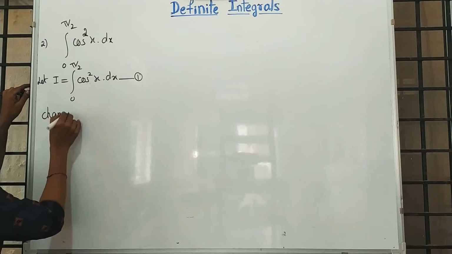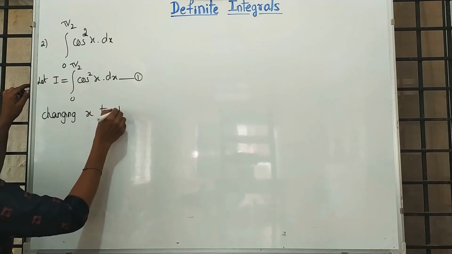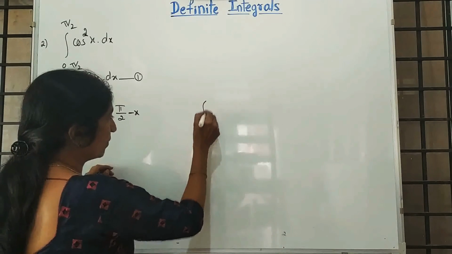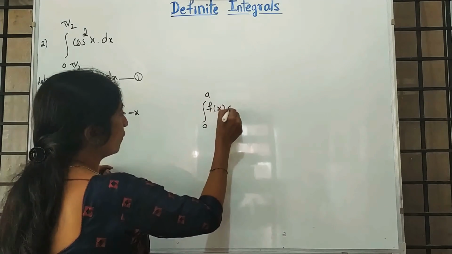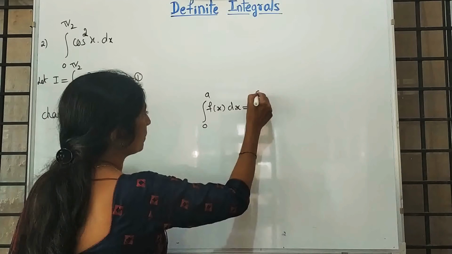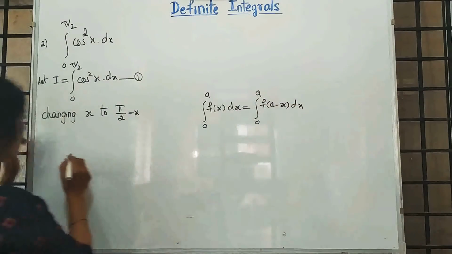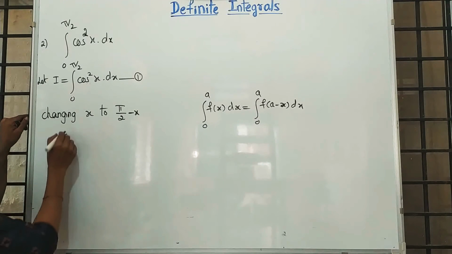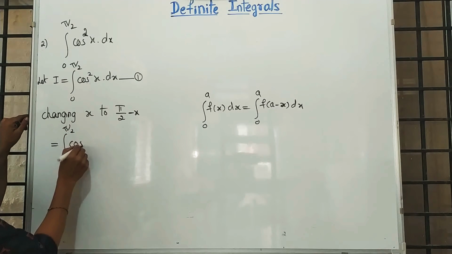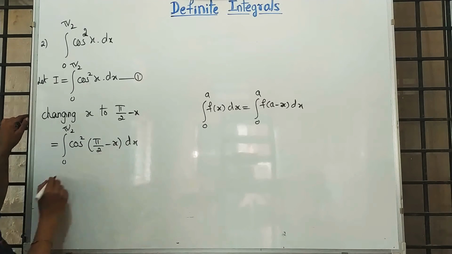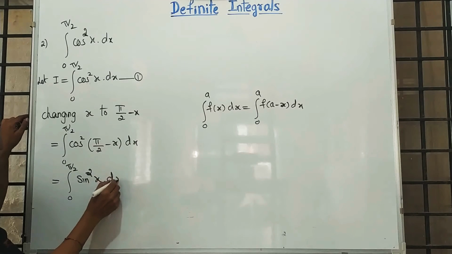Changing x to pi by 2 minus x. I explained why we are using this, because we have the property: integration from 0 to a of f of x dx is equal to integration from 0 to a of f of a minus x, upper limit minus variable. This is integration from 0 to pi by 2 of cos square of pi by 2 minus x into dx. What is cos 90 minus theta? Cos 90 minus theta is sin theta. Because of the square we have sin square dx.